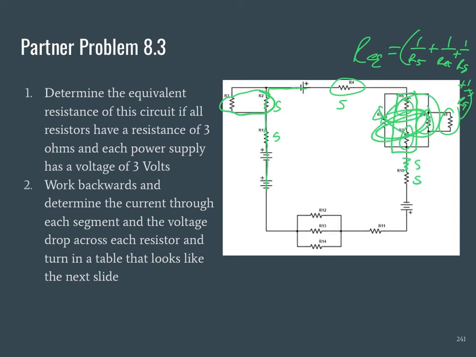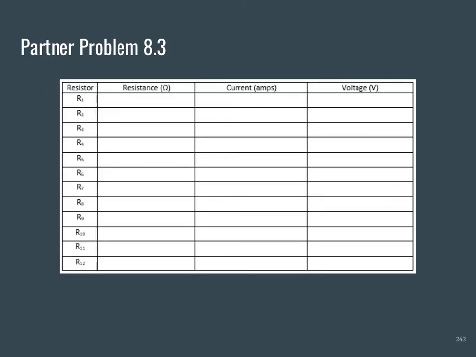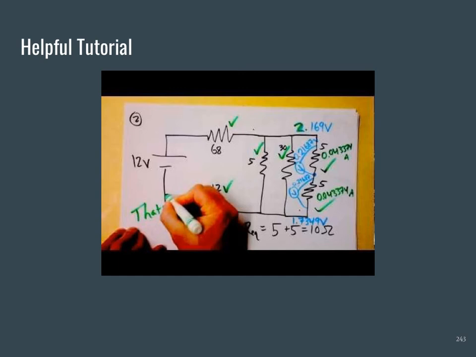Then R10 is in series. I got another battery, so that's Kirchhoff's loop law. R11 is in series, and then I would take the equivalent of these three parallel, right? So I would just draw it simpler and simpler and simpler, and then I'd be able to work my way backwards to analyze the whole circuit. We're not actually going to do this partner problem, but it's a good example of how to analyze a complex circuit. This would be what you would have to fill out for all of them. We're not going to do that.